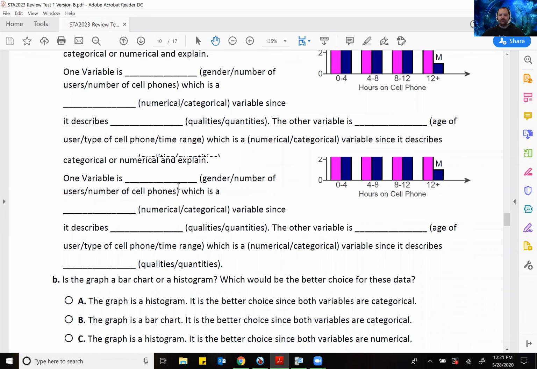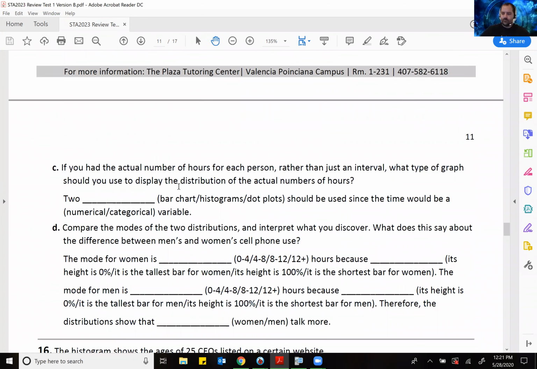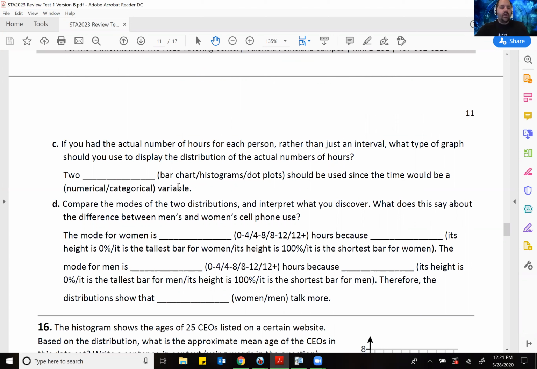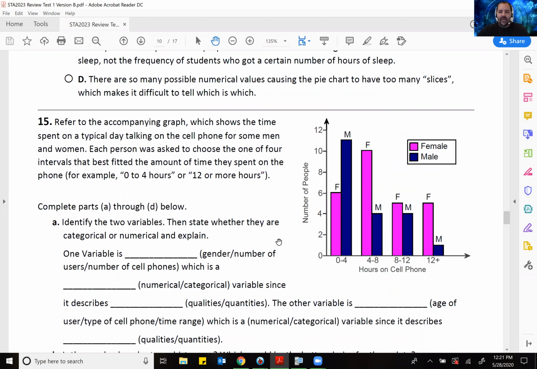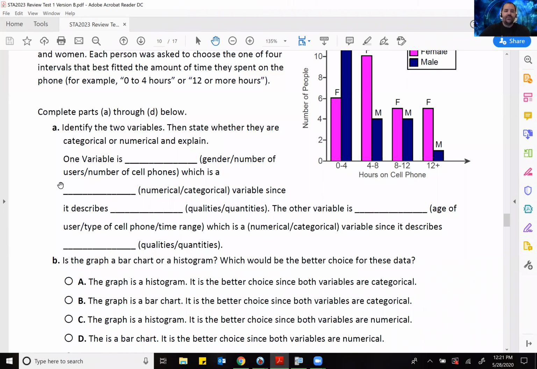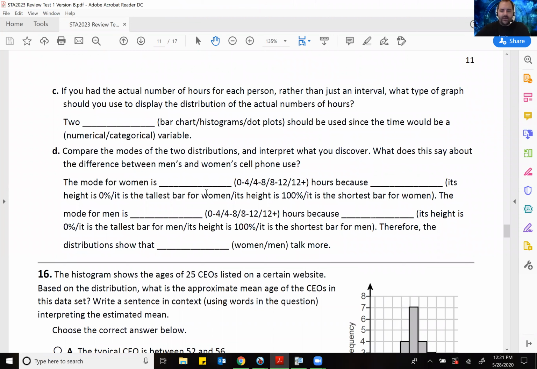Okay. So D. It says compare the modes of the two distributions and interpret what you discover. Okay. So what is the mode for males? 0 to 4. What is the mode for females? 4 to 8. Okay, so now that we know those, let's answer some questions. The mode for women is what? 4 to 8. 4 to 8.